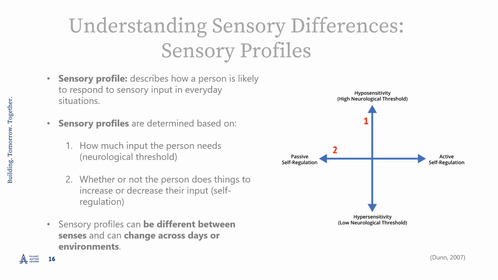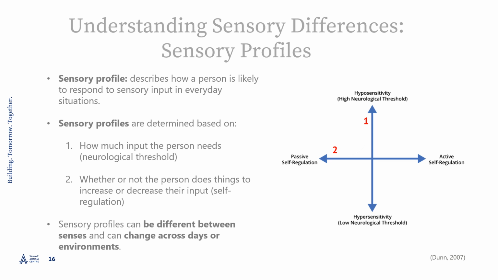differences and their needs? Well, autistic people often need more or less sensory input than neurotypical people to function. How we decide whether a person needs more or less input is based on their sensory profile. A sensory profile describes how a person is likely to respond to the things they see, hear, and feel every day. And sensory profiles are determined based on 2 things.